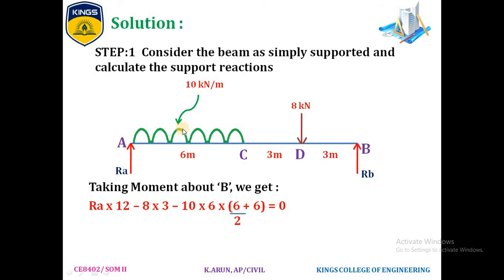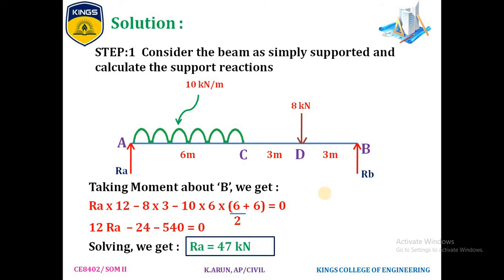Since it is a UDL, the formula is W into L by 2, where L by 2 denotes half of the load acting distance. Here it is W into L, that is 10 into 6, into L by 2. The load acting distance is only 6 meter, and then we have another 6 meter to B, so I am adding plus 6. On simplifying, we get 12 RA minus 24 minus 540 equal to 0. On solving this equation, we get the value of RA as 47 kilonewton.